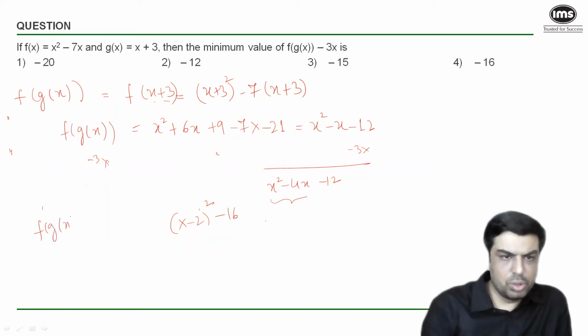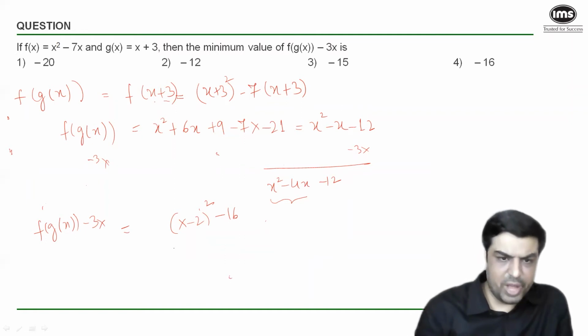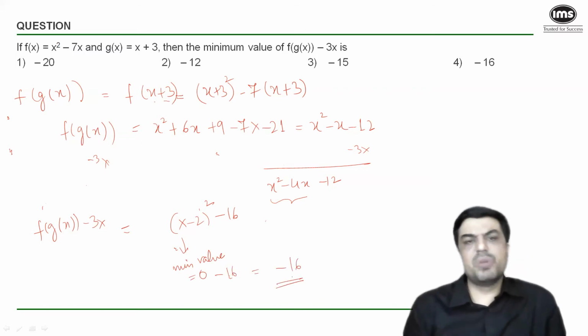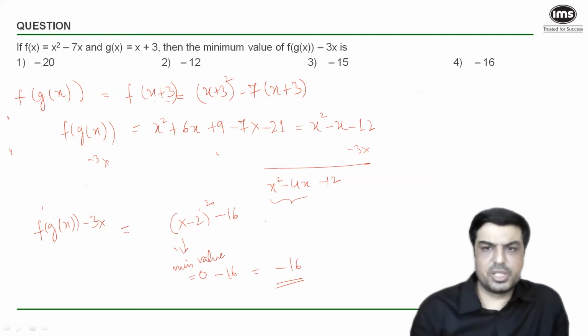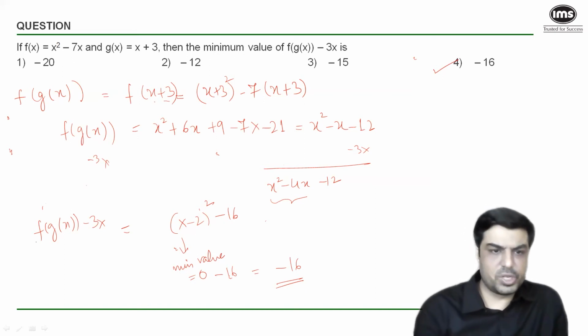This is what I'm trying to minimize. Now, we know that for any real perfect square, the minimum value is 0. Any real perfect square will be either positive or 0, which means the minimum value of x minus 2 whole square is 0 when x is equal to 2. And 16 is a constant. So 0 minus 16 is how much? That is minus 16, which means the minimum value that this expression can take is minus 16. That is my answer. That is the first way of solving this question, by completing the perfect square. Now let us look at another way of solving the same question.